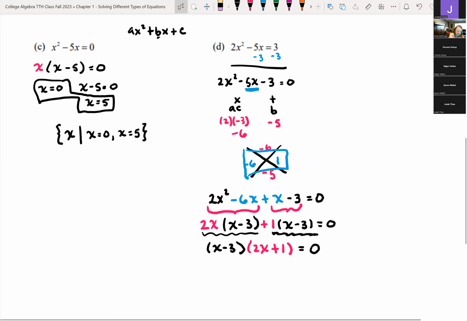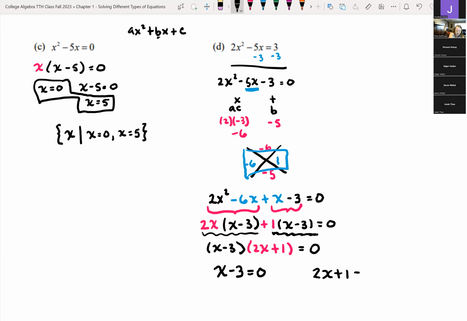So I'm looking at when is x minus 3 equals 0? And when is 2x plus 1, excuse me, equals 0? Okay, so isolating your variable x. For the first equation, you would add 3 to both sides, and we get x equals 3.